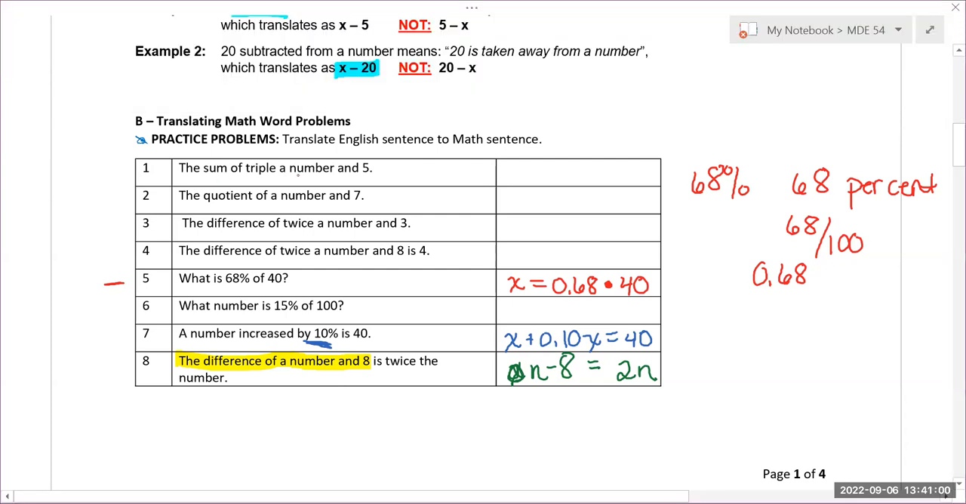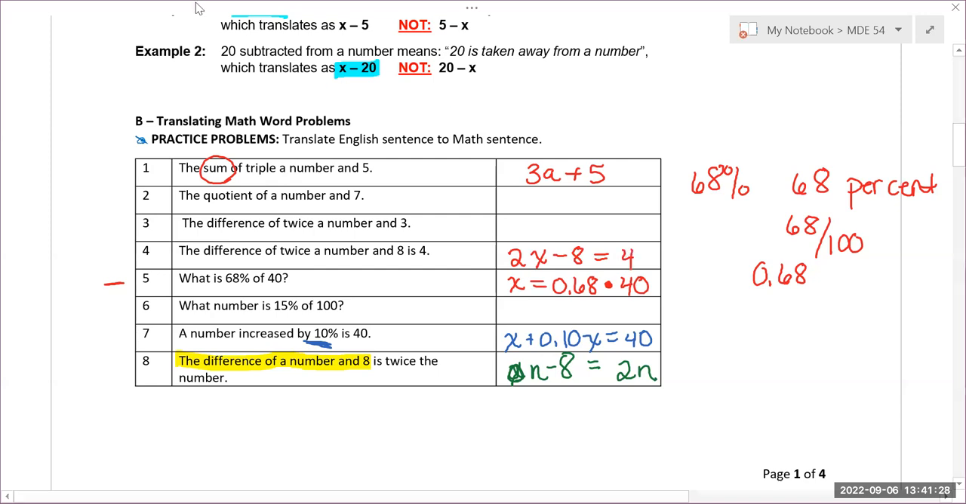And then over here, the sum, so sum means add, triple a number, and 5. You can use any letter you want, by the way. And then I'm going to bop down and do number 4, the difference of twice a number and 8 is 4.